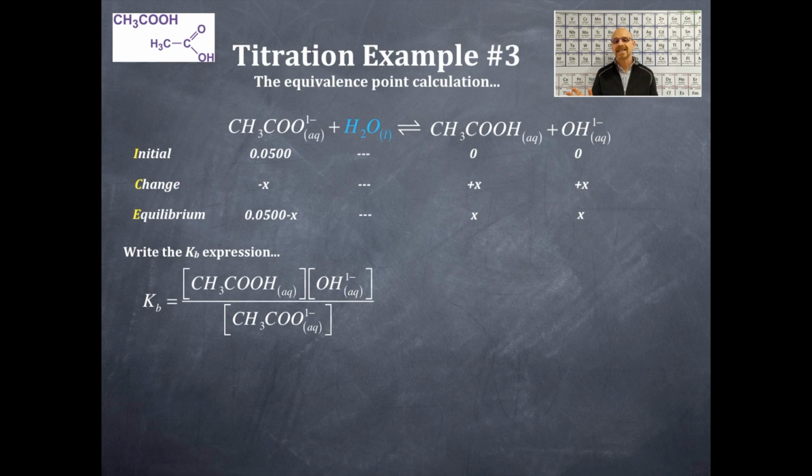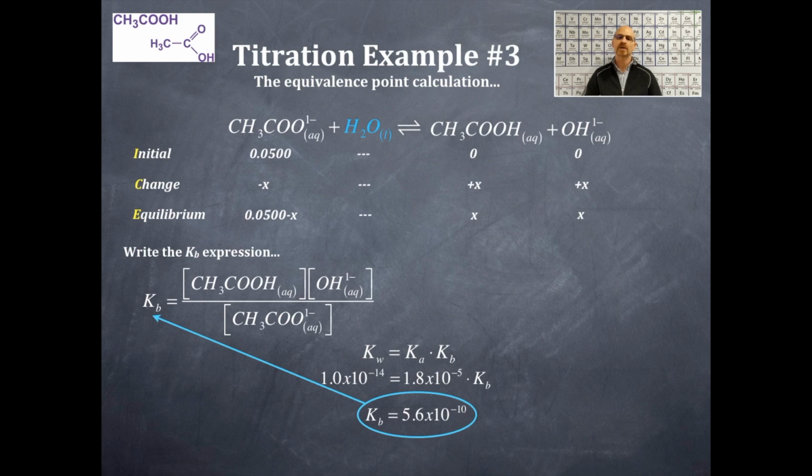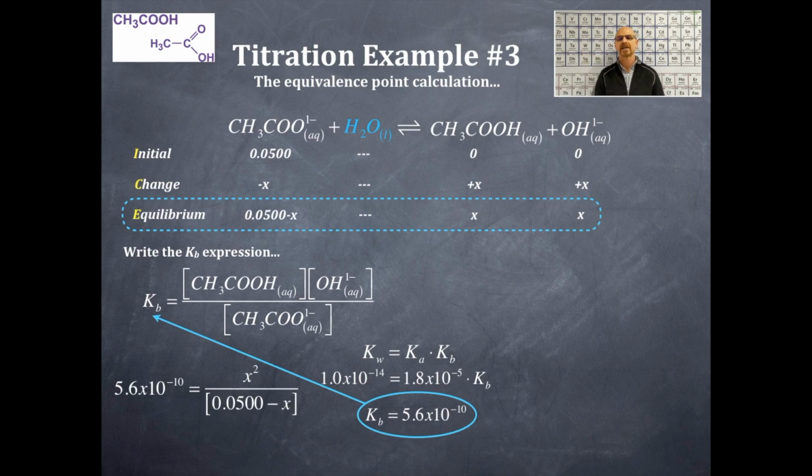Now I need to solve for the Kb. In order to solve for the Kb, and I was given the Ka, I have Kw is equal to the Ka times Kb. I'm going to plug right into this here. So 1.0 times 10 to the -14 for the Kw, 1.8 times 10 to the -5 for the Ka. Divide both sides by the Ka and I have my Kb. My Kb is equal to 5.6 times 10 to the -10. That value is going to go right into here for the Kb. Then I'm going to plug in my equilibrium values into that Kb expression, and then this is what I'm going to get.